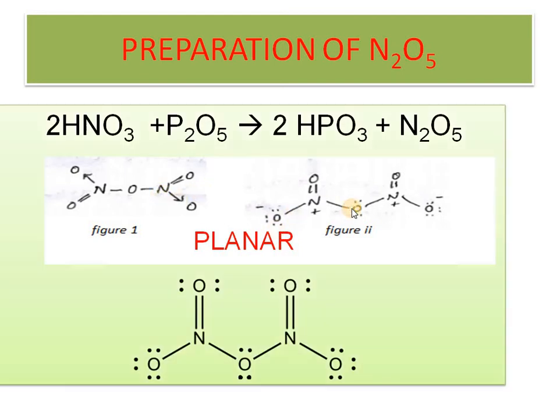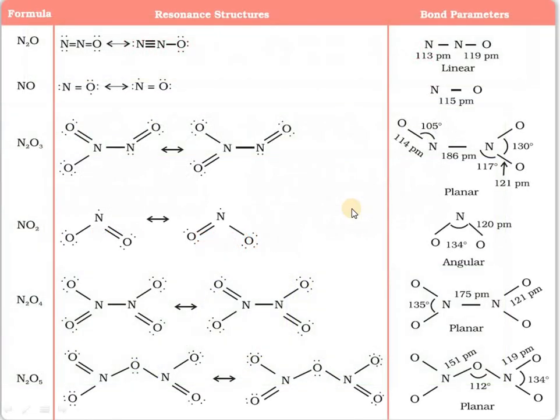Next, this is a summary of all the structures, and you have to prepare that. You see the first and second structure is linear, then planar, angular, planar and planar. So this way we have to draw the structures.